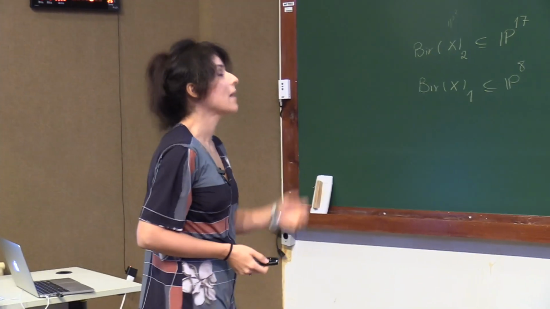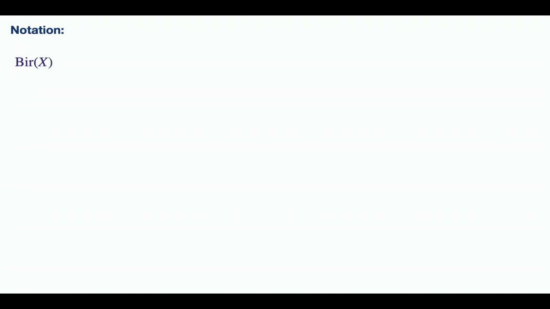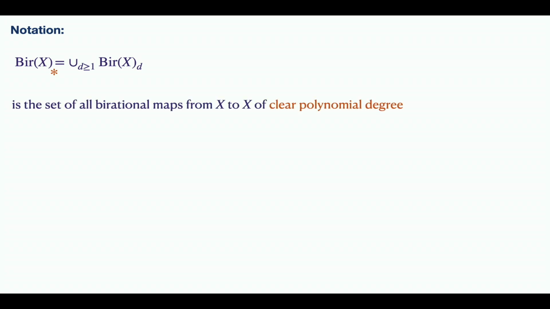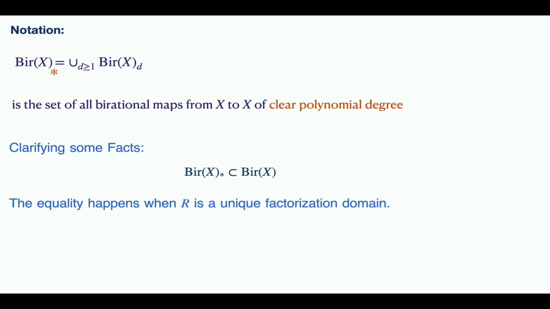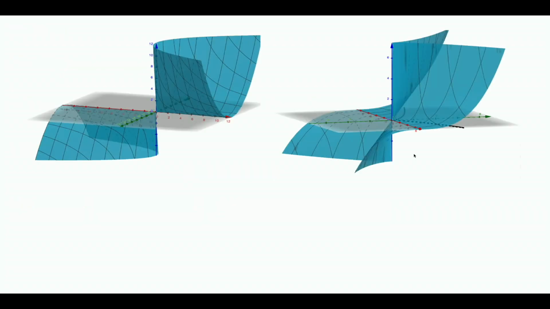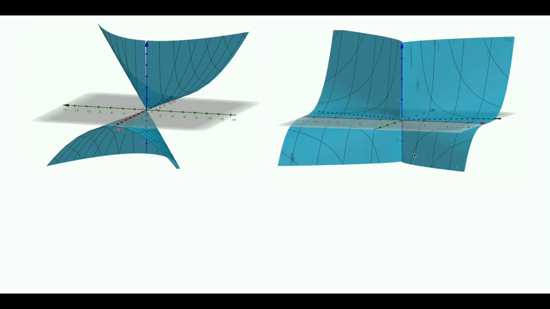And notation: we consider all birational maps from X to X, but we put a star here because we want to show that this is the union of all birational maps from X to X that have clear polynomial degree. So let me clarify some facts. Bir*(X) is inside of Bir(X). We have equality when we have a unique factorization domain. We don't know yet if it is a necessary condition or not, but it is sufficient. If we get a unique factorization domain, they are equal. If not, it is just a subset of Bir(X).